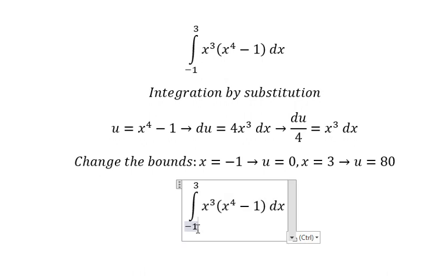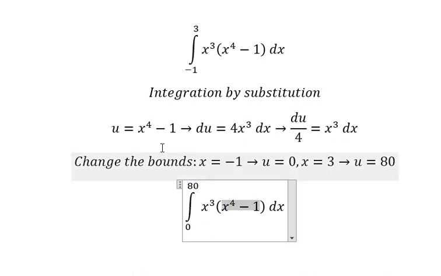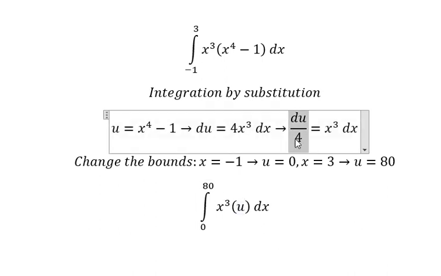So negative number 1 we change by number 0. Number 3 we change by 80. So this one we change by u. S to the power of 3 ds we change by this one.